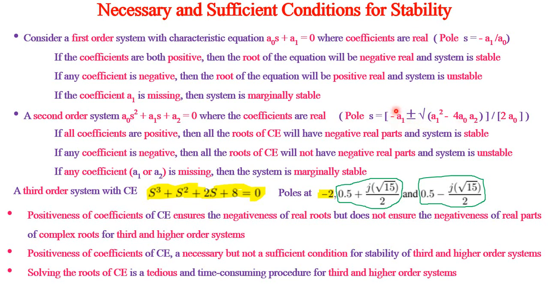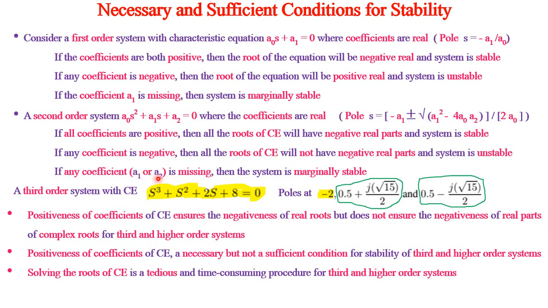So minus a1 would have become plus 1. So here a1 square minus 4 a0 a2 is again 1 minus 4, which is minus 3. So it is the square root of minus 3, that is j root 3, divided by 2. So 1 plus or minus j root 3 by 2. So 1 means positive real part. So positive real part means the system is unstable.